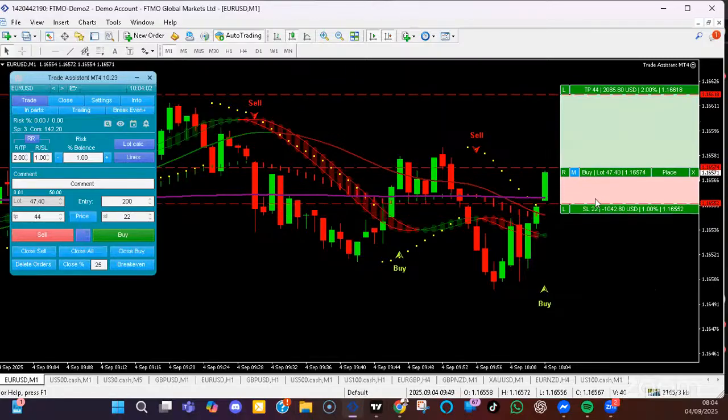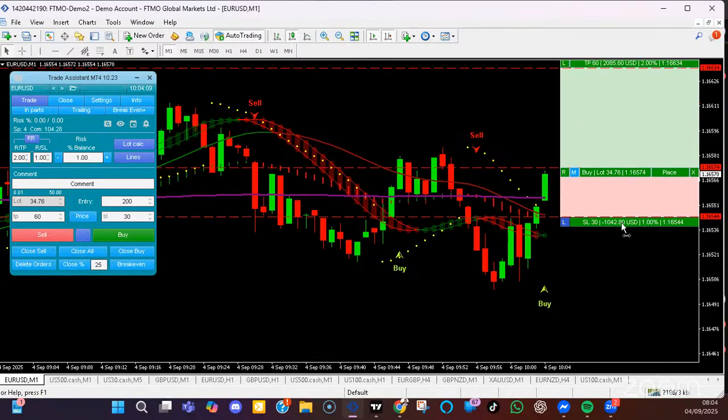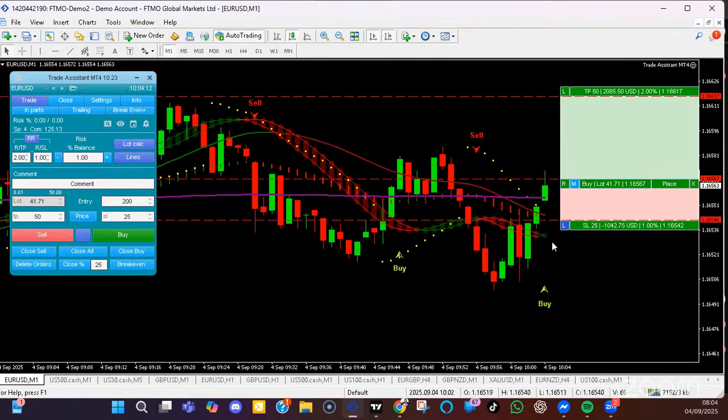Right, so, right. This is where I want my stop loss. We've got a buy alert. The wave just turned green.